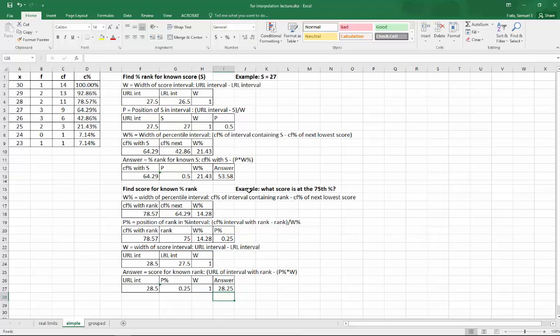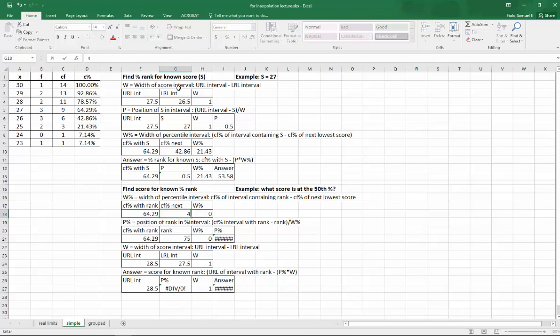Let's do one more of these real quick. I'm going to change this to the 50th percentile, right? Because that's what you would do if you had to find a median. So the 50th percentile, okay, well, it's got to be above here. It's above 42. Can't be any higher than this. So it's somewhere in this 27 category. So for the 27 category, the cumulative frequency that it's in is 64.29.